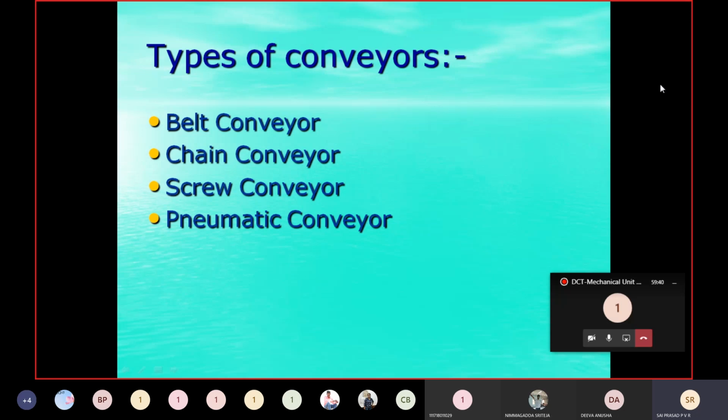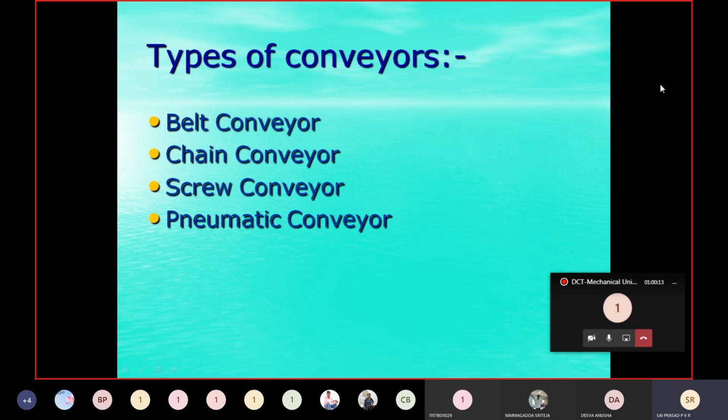So if you have some intelligence and experience skills, you can go for chain and screw conveyors also, no problem. But generally there are 4 types of conveyors: belt conveyor, chain conveyors, screw conveyors, and pneumatic conveyors. In the belt conveyors, of course, we use a rubber belt or a canvas belt, which runs between 2 pulleys. One pulley is driven by an electrical motor. The other one is connected to a flywheel. Like that we transfer the materials from one point to another point.